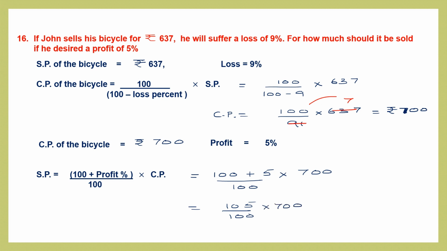So let's cancel here. We can cancel the two zeros here. And now we just have to multiply 105 into 7. 105 into 7 is 735 rupees. That means if he wants to make a profit of 5%, he has to sell it for 735 rupees. So the selling price is 735 rupees. So this is our answer.